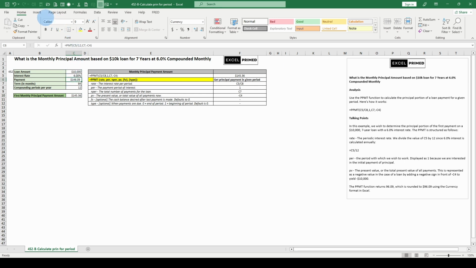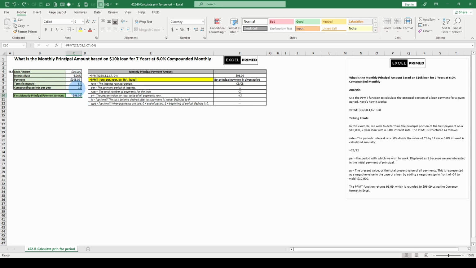Let's put that back in its original format. $96.09 is your first principal payment. That difference should be $50. Remember, that first payment was $50. What's $96.09 plus 50? It better be $146.09. Read this to your right if you need to. Play around with the numbers.